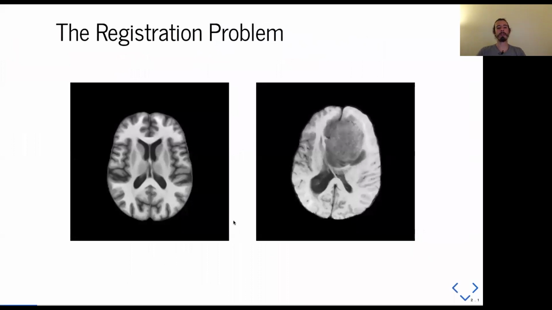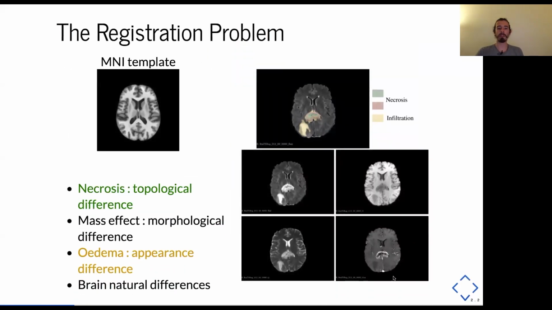These two images are just here to give a glance of what the data I'm registering looks like. We register a healthy brain template MRI image on images of patients who have a glioblastoma, which is a very malignant form of brain cancer. We are registering as a source image the MNI template, which is an average of 40 healthy patients, and it is a very good representation of a healthy brain.